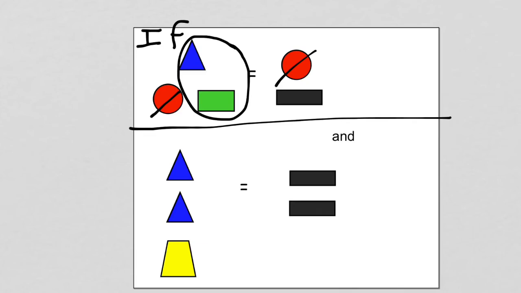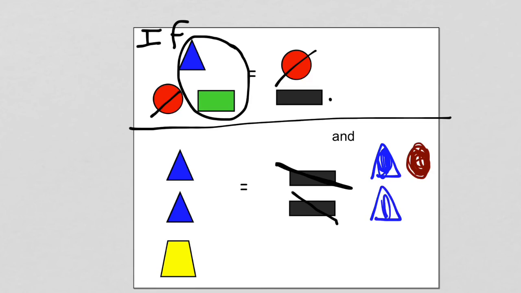So I'm going to go over to my next part now, and since I know that one black rectangle is equal to a blue triangle and a green rectangle, I'm going to replace my black rectangle with a blue triangle and a green rectangle. And I'll do the same thing on this one. So I'll cancel out that black rectangle and I'll replace it with a blue triangle and a green rectangle.